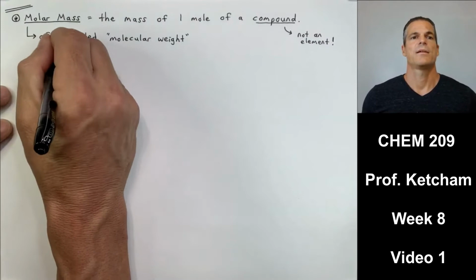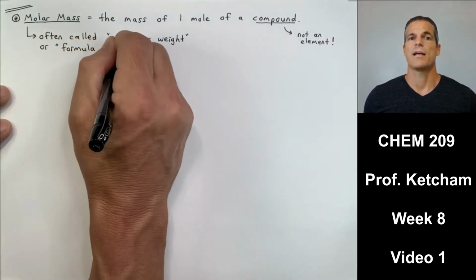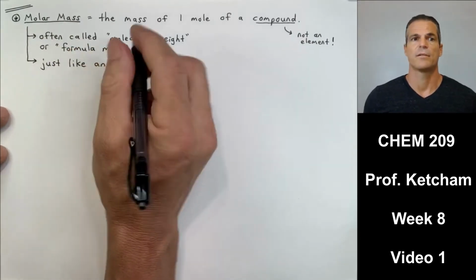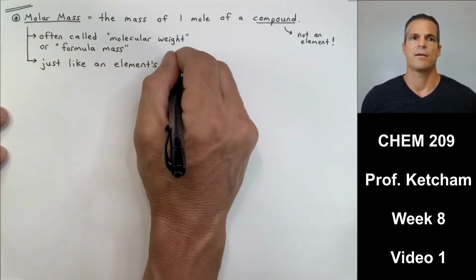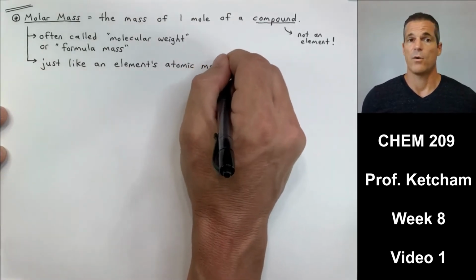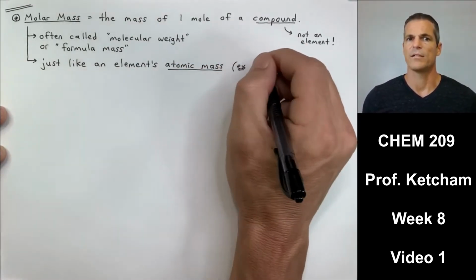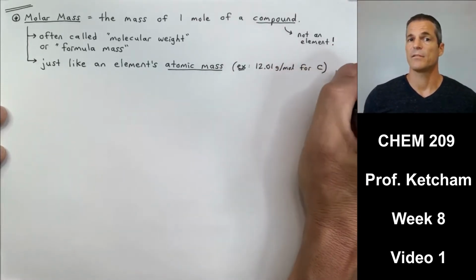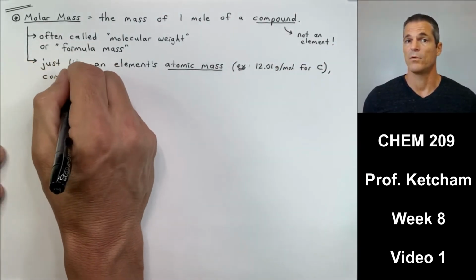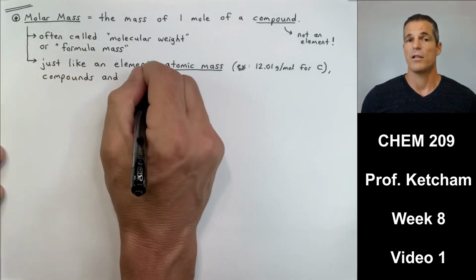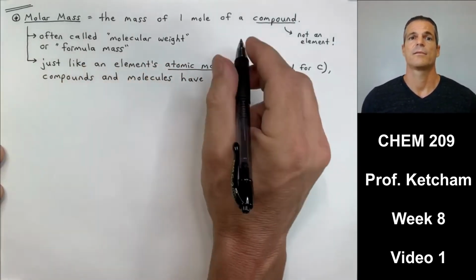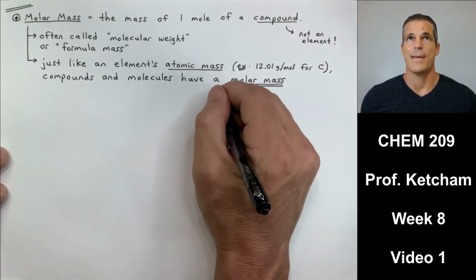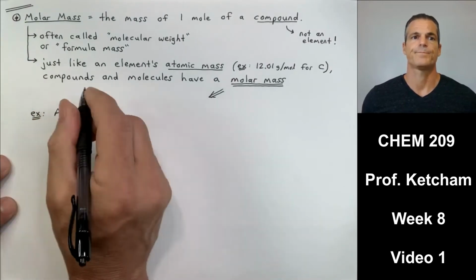So what does it say? It says molar mass equals the mass of 1 mole of a compound, whereas atomic mass was for an element. It's often called molecular weight, formula mass. I'll probably always call it molar mass, but you will read molecular weight quite a bit. Just like an element's atomic mass, for example, 12.01 grams per mole for carbon, compounds and molecules have a molar mass. All right, so if I have H2O, water, I'd have to add up 2 H's and 1 O, right?